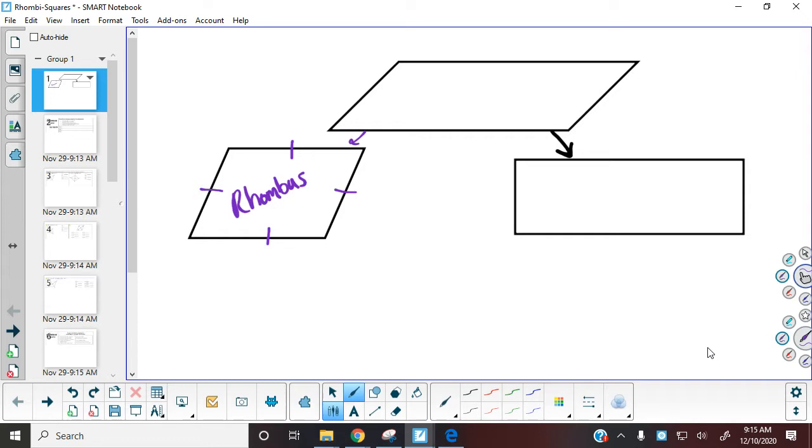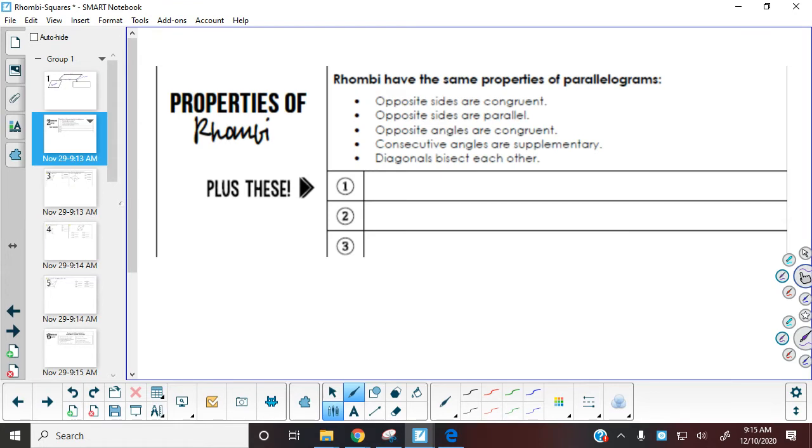First off, because it's a parallelogram, opposite sides are parallel. Opposite sides not only are parallel, they're also congruent. The other piece that's congruent is opposite angles. The other thing about the angles is that the consecutive ones are supplementary. And then the last thing is that your diagonals bisect each other. That's all true for a rectangle, also true for a rhombus, which is what you see here. So all of those 5 properties of the parallelogram trickle down to the rhombus.